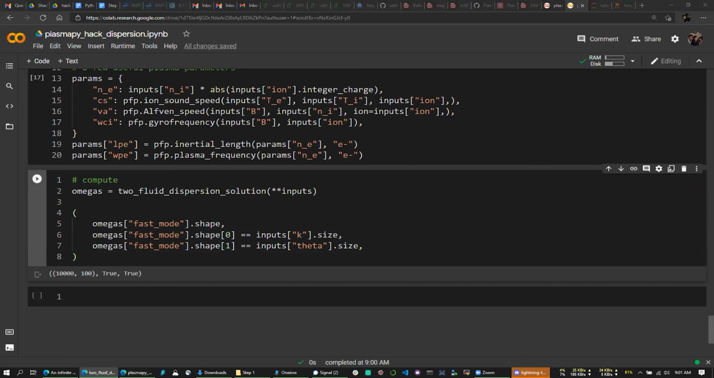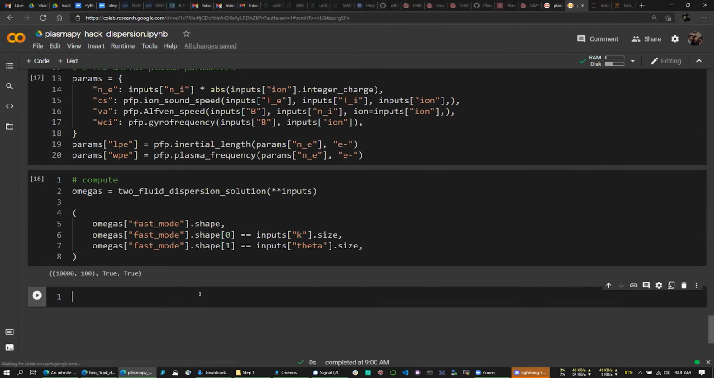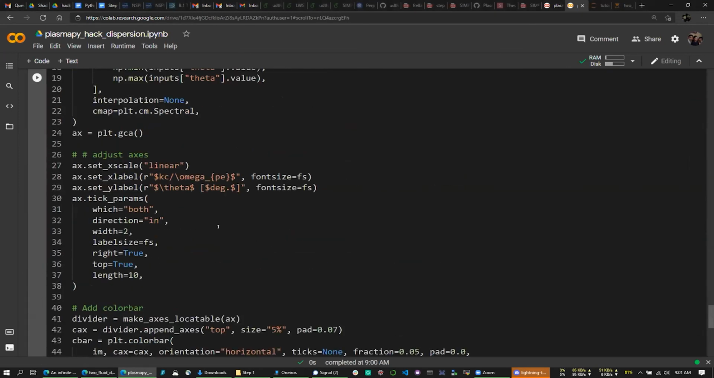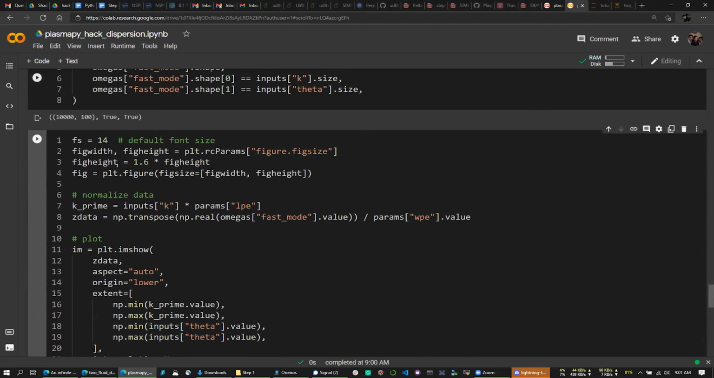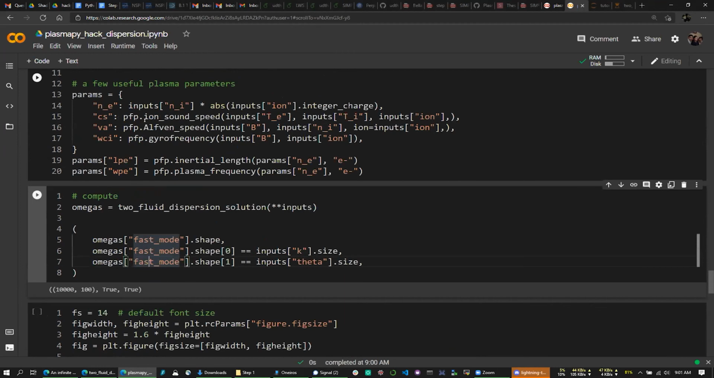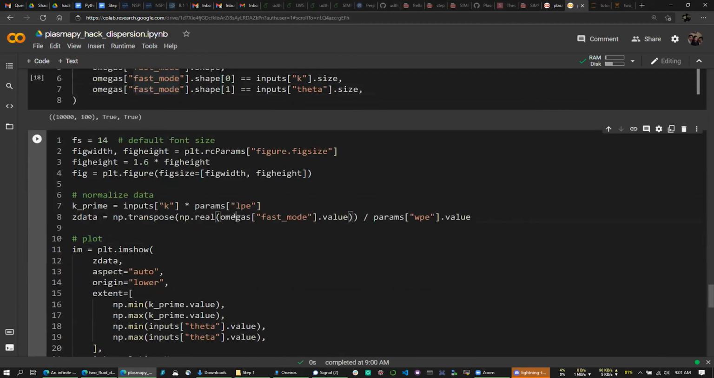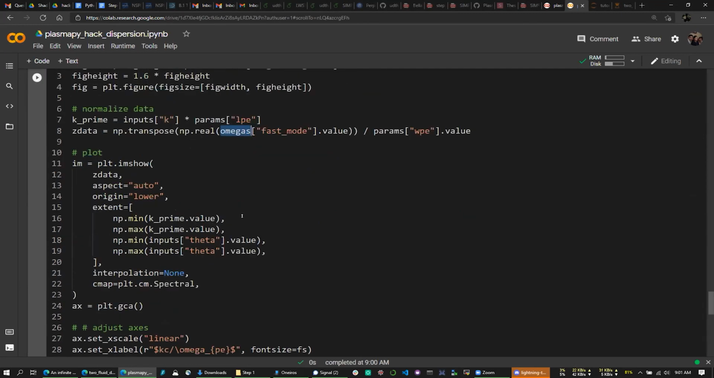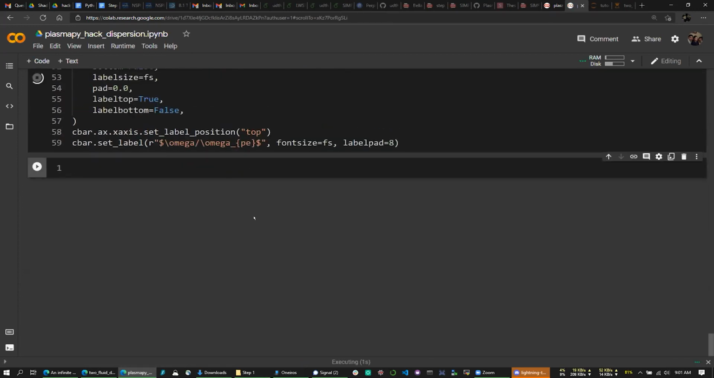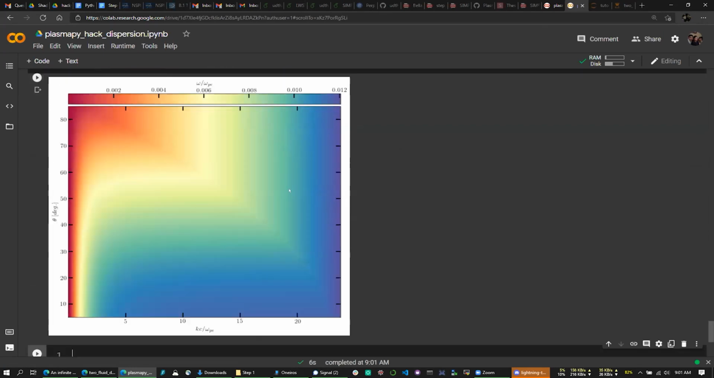So what does omega look like on a K theta plane? For that, I'm basically just using the data which I got from here, and I'm plotting it. Here's the real part of omegas, and this is all that transposing and normalization which we do. Then we use imshow to plot this function. And once you do that, you get something like this.